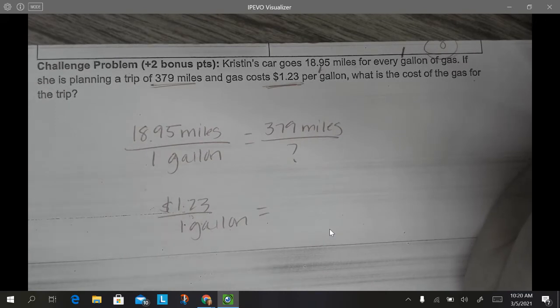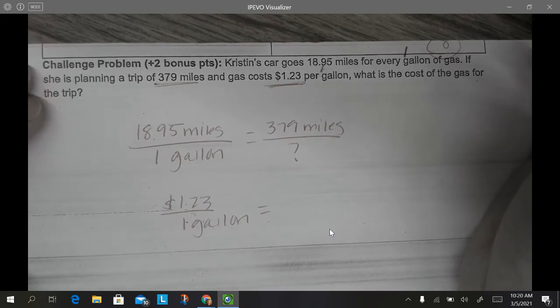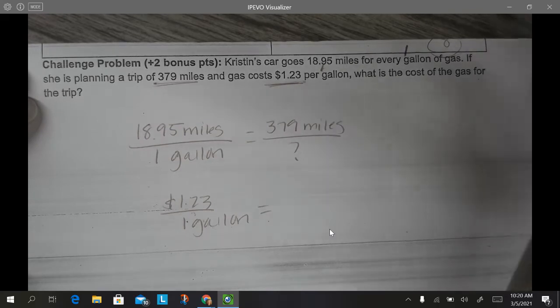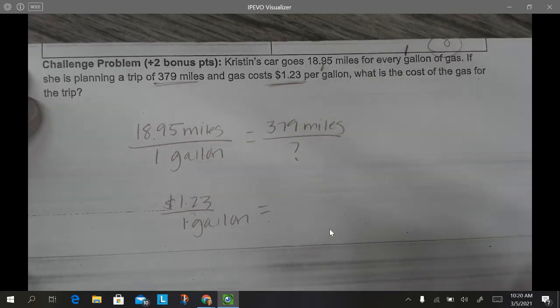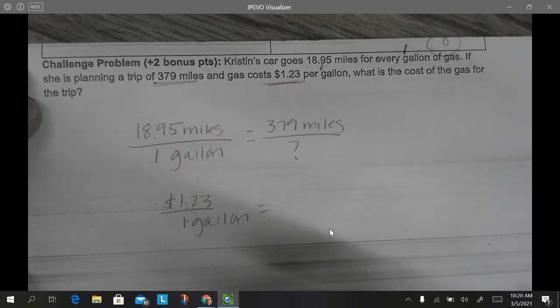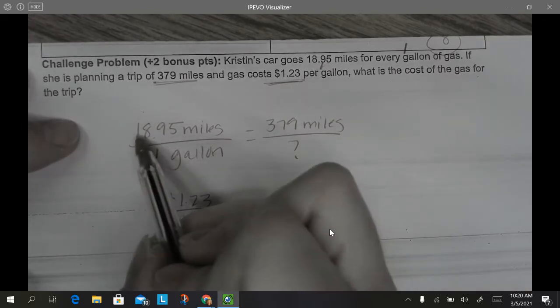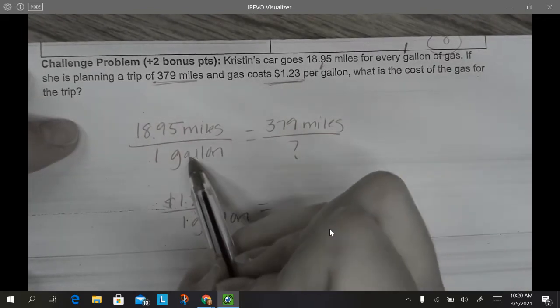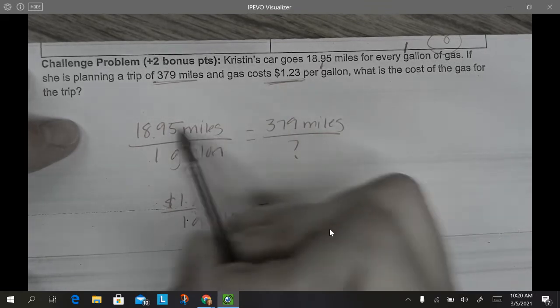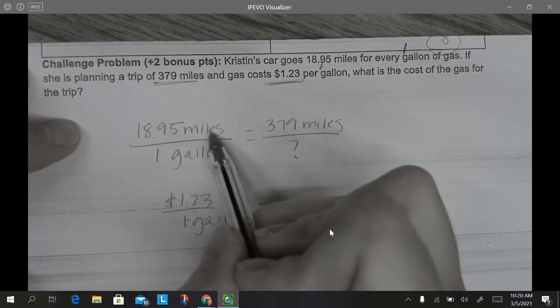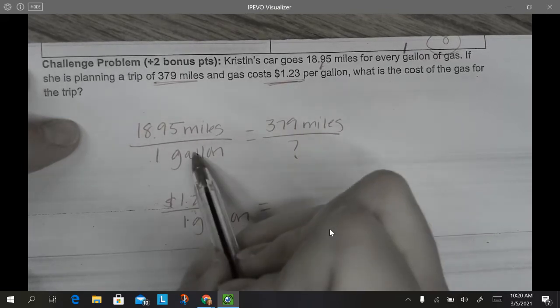Well, this is one of those real life questions, because if you have to budget your money for vacation, you want to make sure that you have enough money set aside for gas. So all I'm doing right now is writing down what they tell me. The information that they give me is 18.95 miles for 1 gallon. I just write that as a ratio. This is all they're telling me right now: 18.95 miles per gallon, and I just set it up like a fraction.